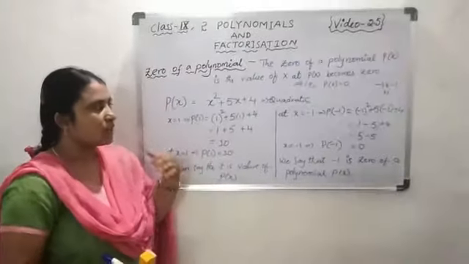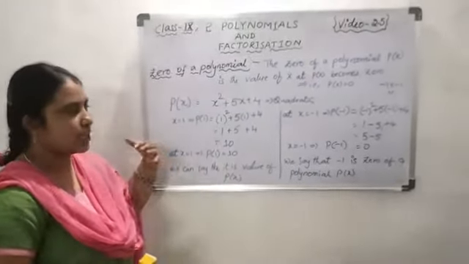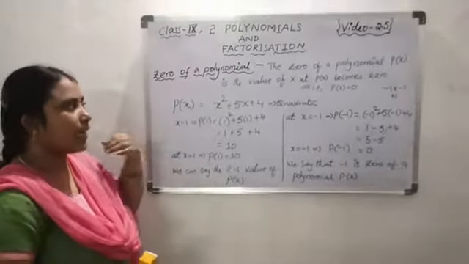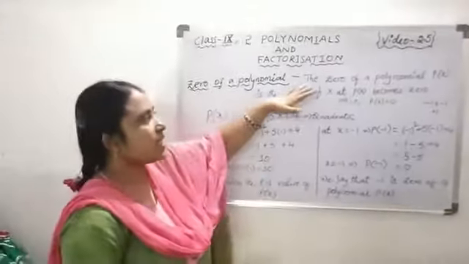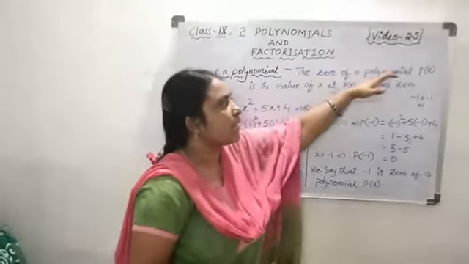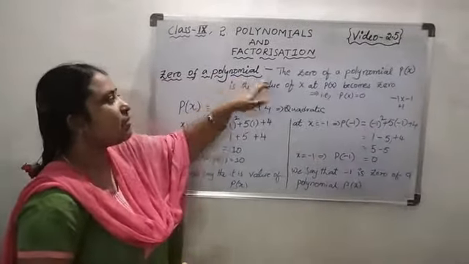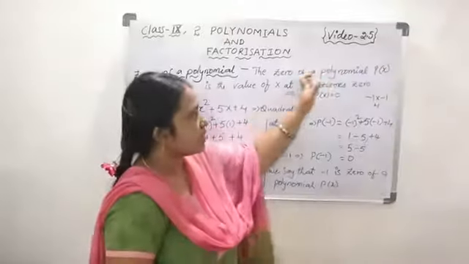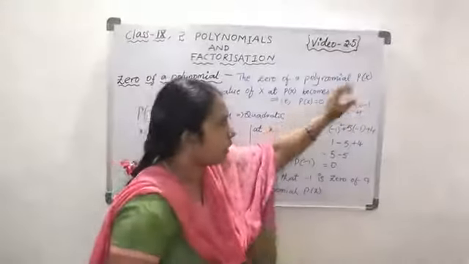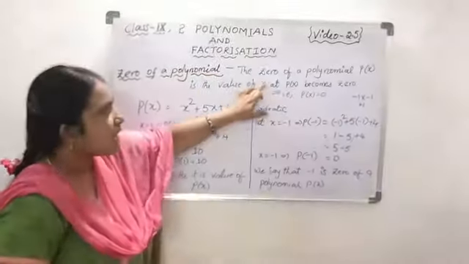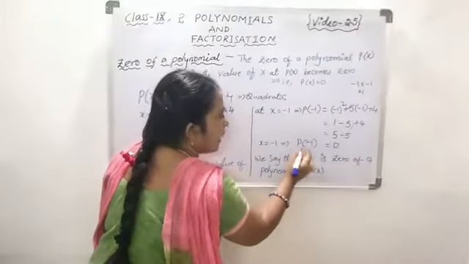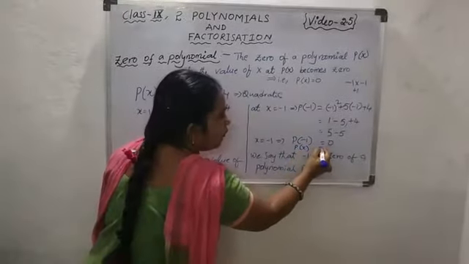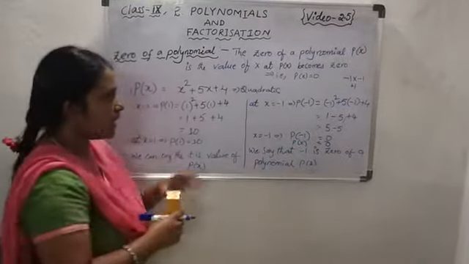So like this we have to find the zero of any polynomial. In general, we can say that the zero of a polynomial p of x is the value of x for which p of x becomes 0, that means p of x is equal to 0.